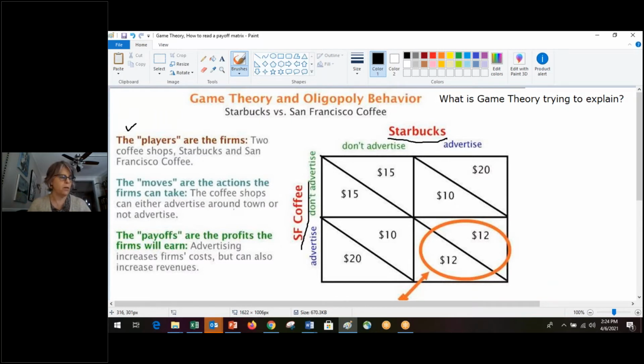All right. The payoffs are these amounts. These are amounts of money.